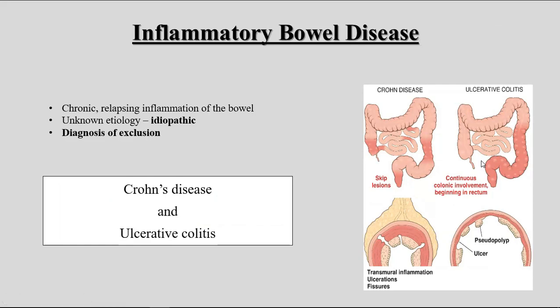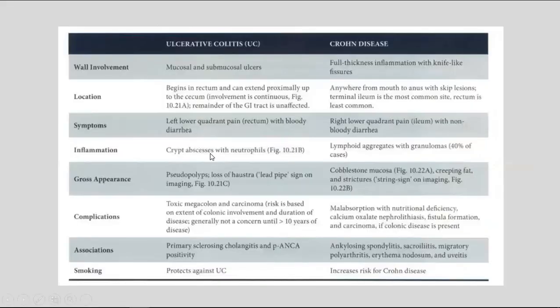Here you'll be able to see, as the name suggests, it's ulcerative, so you're only going to see mucosal and submucosal inflammation. You're going to only see ulcers, which are going to extend into the mucosa and the submucosa. The involvement is going to be continuous, which is one of the main differences from Crohn's, which can have skip lesions. And it only involves the colon, like the name suggests, so the remainder of the GIT is unaffected.